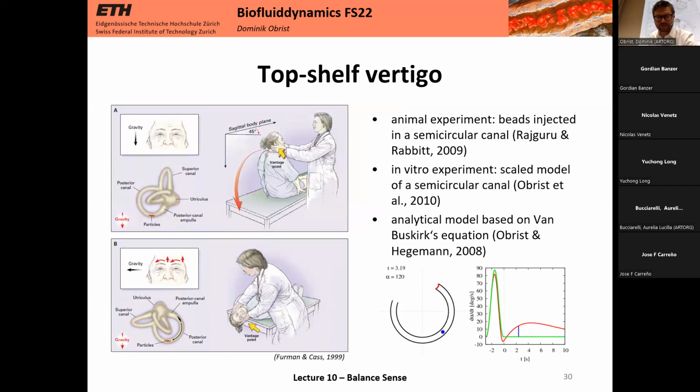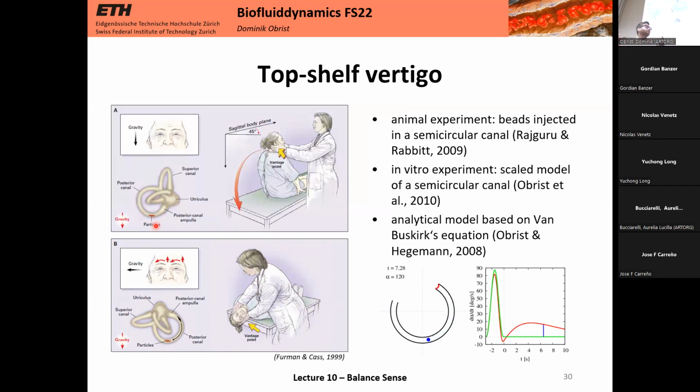It's doing this because of this blue thing here in this model, or the little particles shown here. There are little particles in a semicircular canal. They should not be there, right? Hopefully all of you do not have these particles in there, but they can go in there due to trauma, for instance, or age.